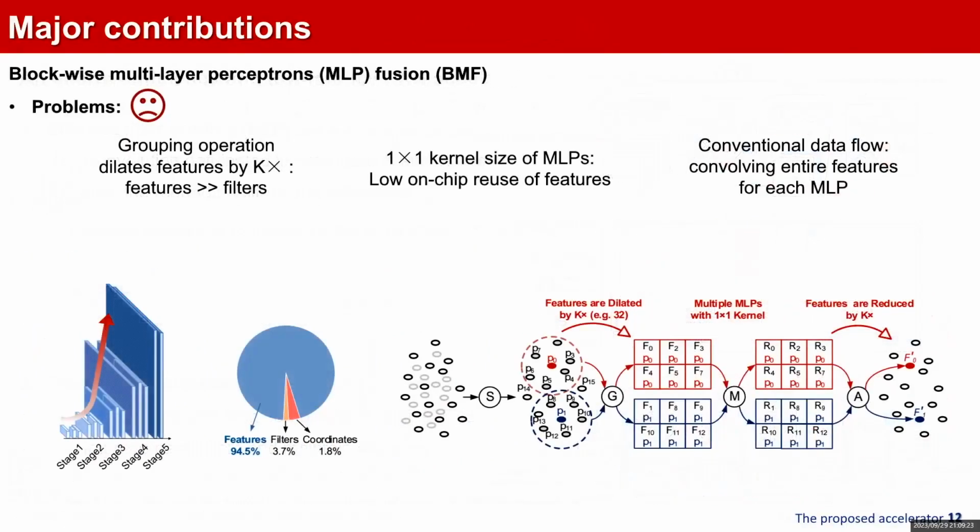In PNNs, the grouping operations can enlarge features by k times, causing much larger feature size than filters. The on-chip feature reuse is slow due to the 1x1 kernel size of MLPs, and in the conventional data flow, only when the entire features of the current MLP are convolved would the next MLP begin. So all of this would cause low hardware utilization and large off-chip memory access.